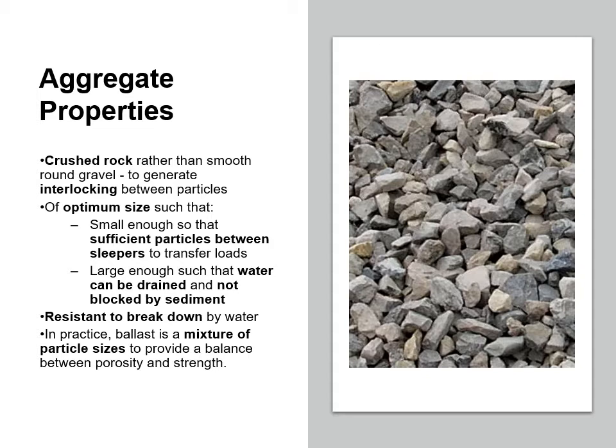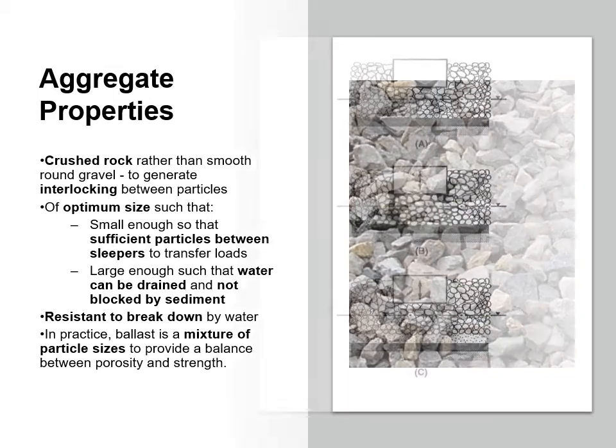So we have to use crushed rock rather than smooth round gravel. This generates interlocking between the particles. They must be the appropriate size as well, small enough so that sufficient particles between the sleepers can transfer the loads, and large enough such that water can be drained and not blocked by sediment. They must be resistant to breakdown by water, and in practice, the ballast is a mixture of particle sizes to provide a balance between porosity and strength. And the Glensanda granite is an ideal material.